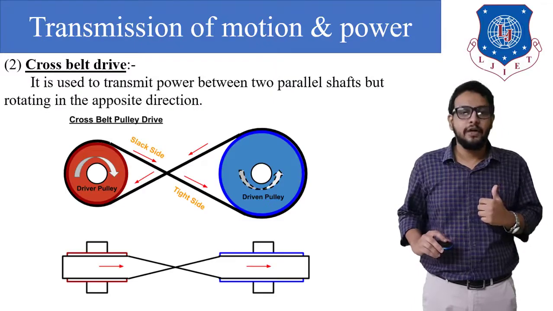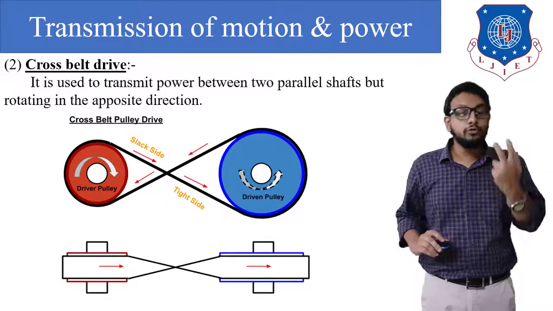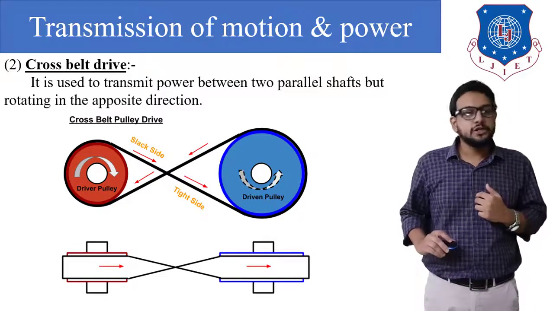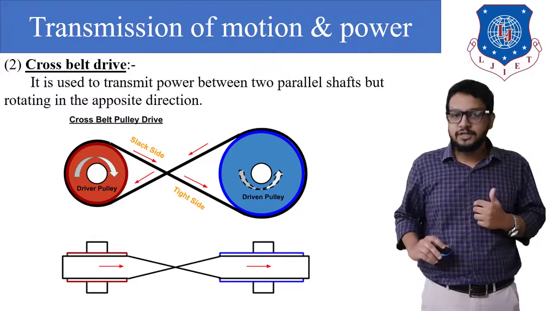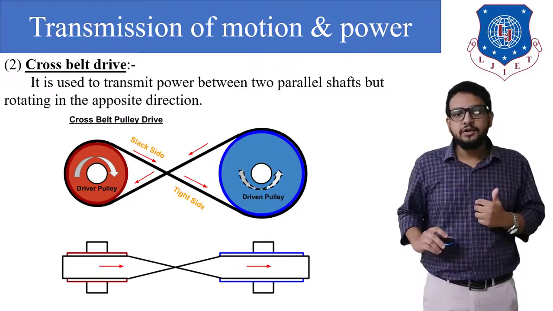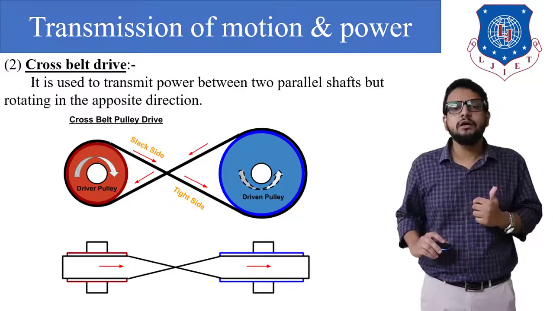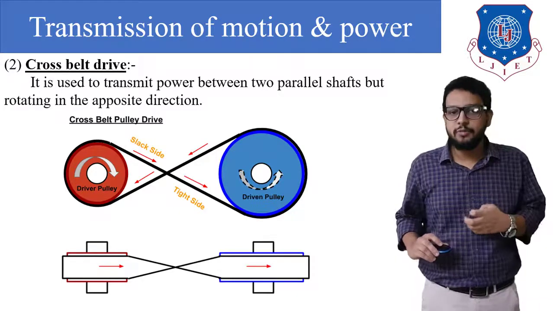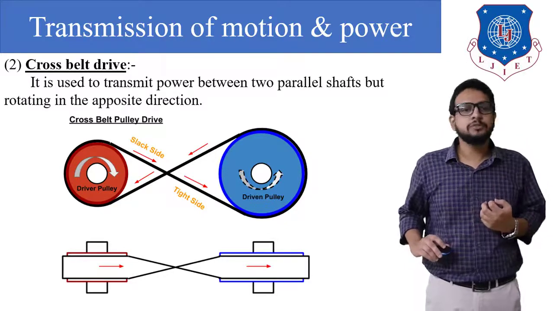Cross belt drive. It is used to transmit mechanical power between two parallel shafts but rotating in opposite directions. You can see a cross arrangement is shown, in which a smaller pulley is the driving pulley, that is the driver, and the bigger one is the driven pulley. Now as you can see, the driver is rotating in a clockwise direction, whereas the driven is rotating in an anti-clockwise direction. In this case a cross arrangement of the belt is formed, and because of that this drive is called a cross belt drive.